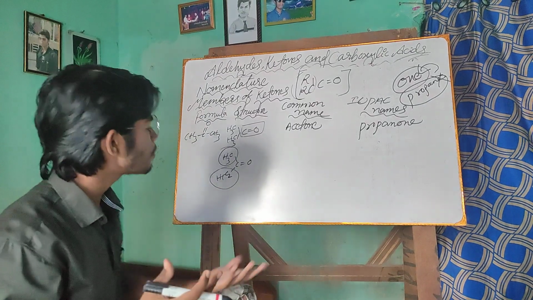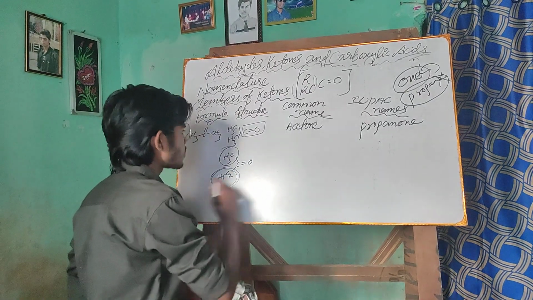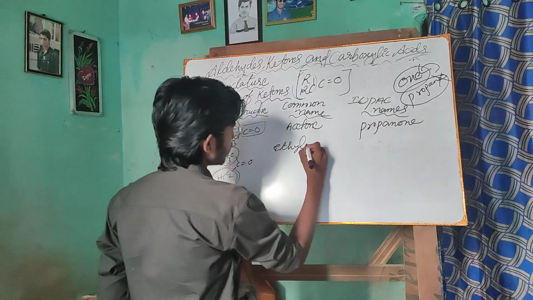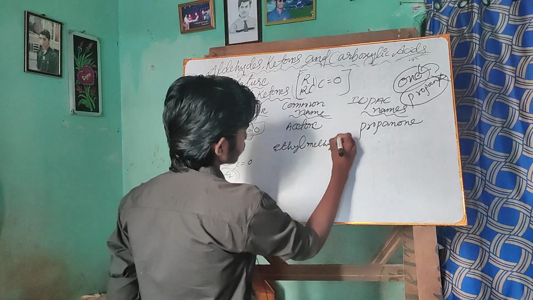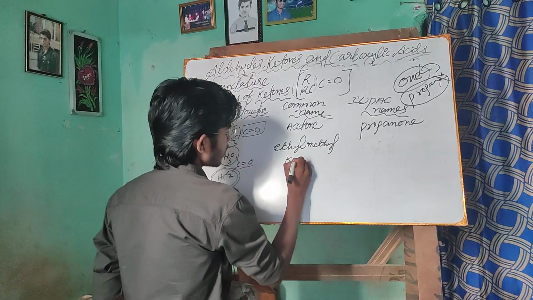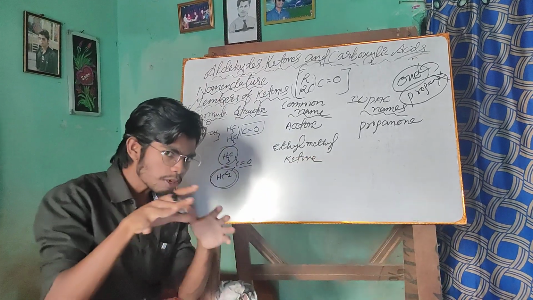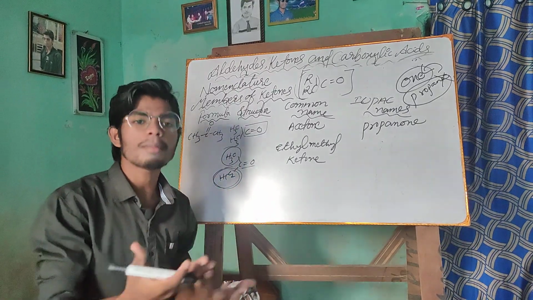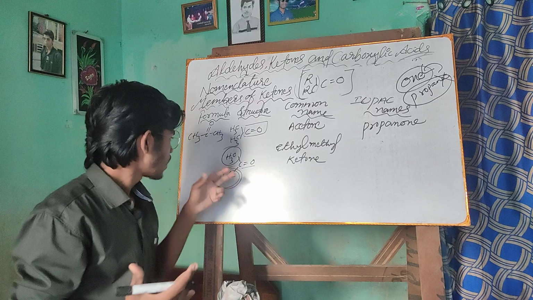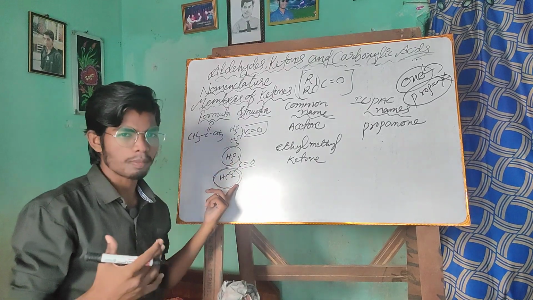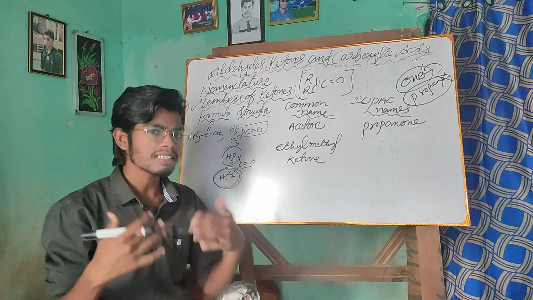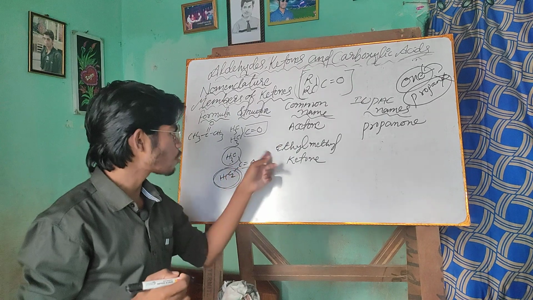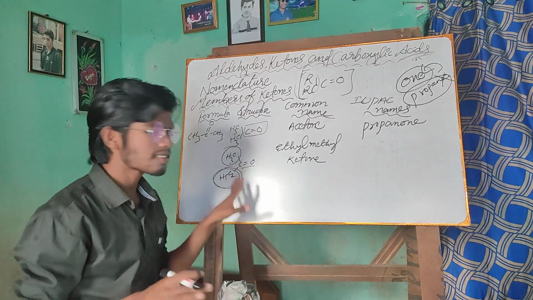In this case, how will the name be given? In alphabetical order. First of all, this is ethyl, right? So we need to write ethyl, then methyl, and this is ketone. So ethyl methyl ketone. Let me tell you once more. Since the two alkyl groups are different from each other, this is a mixed ketone. Here the methyl group is there and here the ethyl group is there. In the common name, the first one is ethyl and the next is methyl. So ethyl methyl ketone is the common name of this compound.